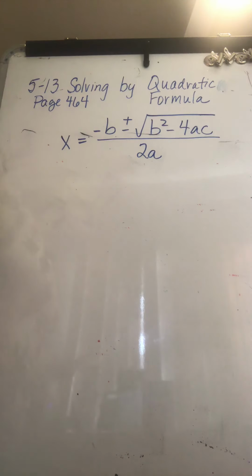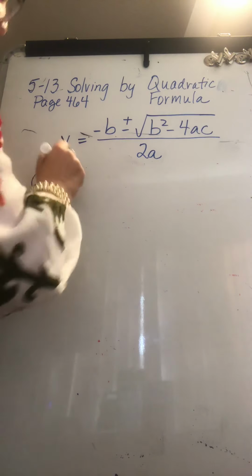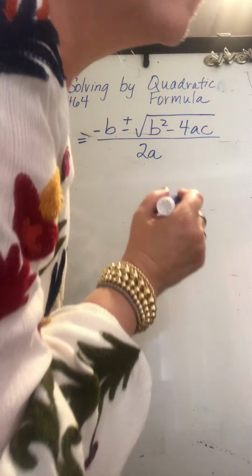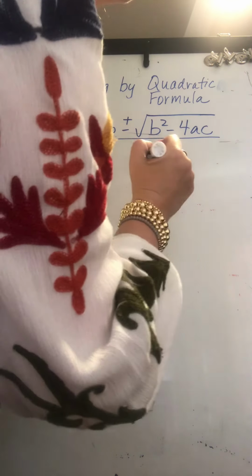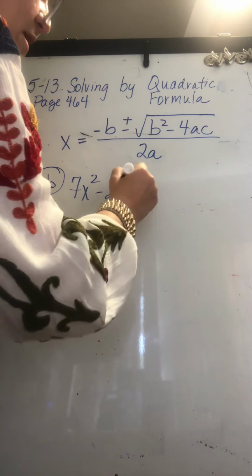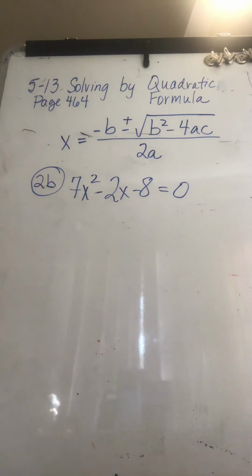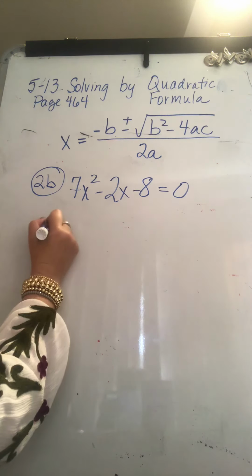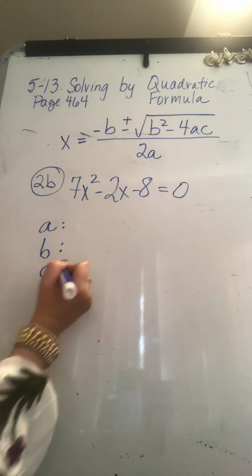Let's look at 2b. 2b says 7x squared minus 2x minus 8 is equal to 0. One reason we use the quadratic formula, you guys, is because we can't find factors for these. Before, we were calling them prime solutions. Now we can find solutions, just a much harder way.